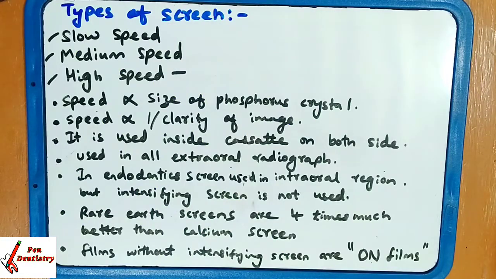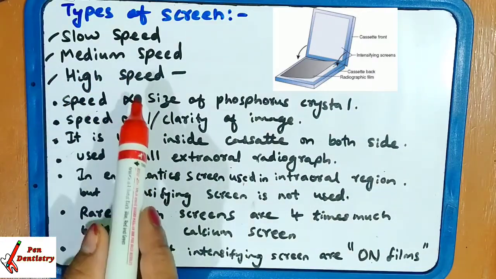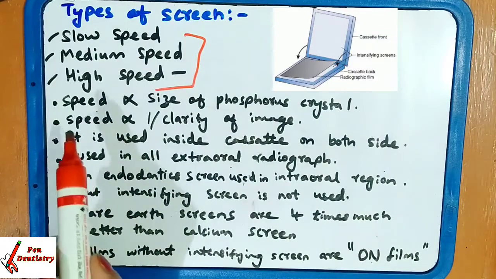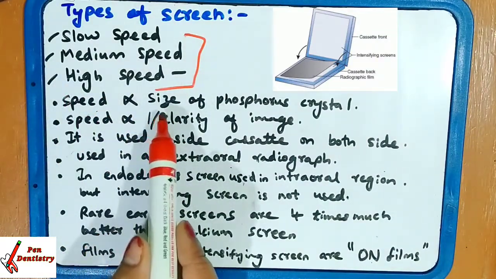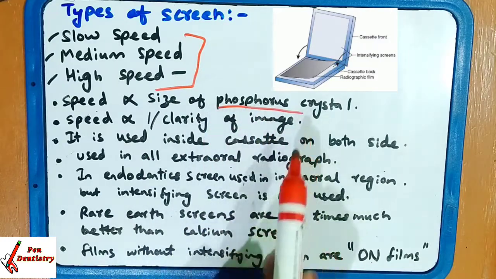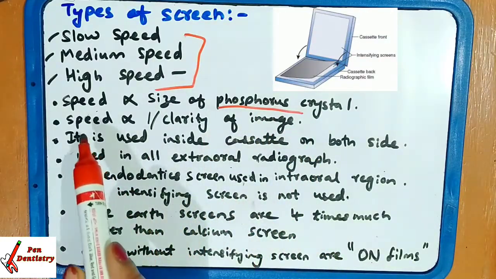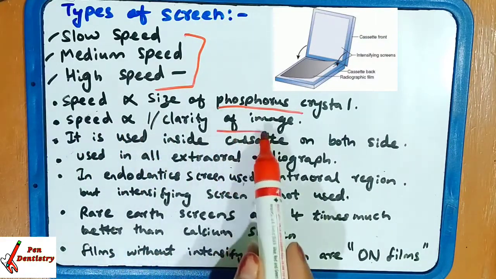The types of screen used are slow speed screens, medium speed and high speed. These are the types of screen we use. Now the speed of the screen is directly proportional to the size of the phosphorus crystal. The larger the phosphorus crystal, the higher the speed. The speed is inversely related to the clarity of the image.